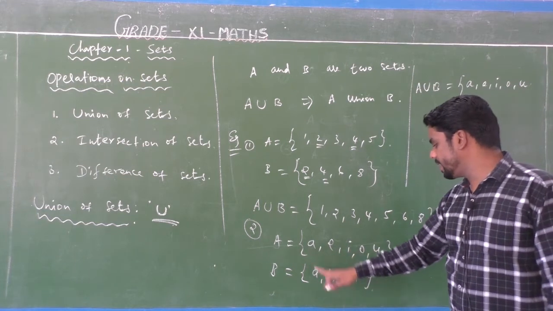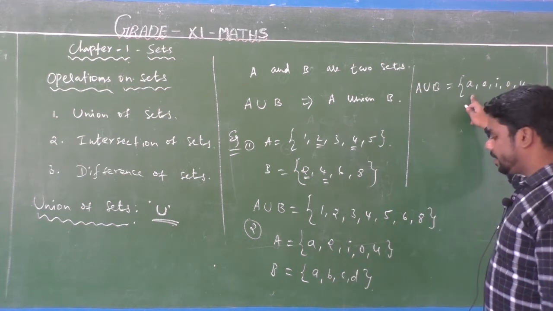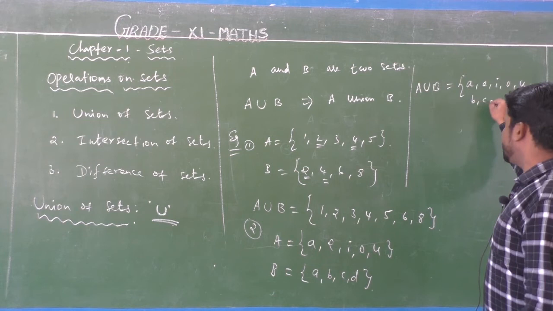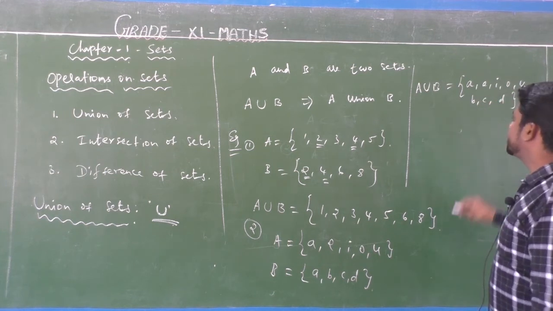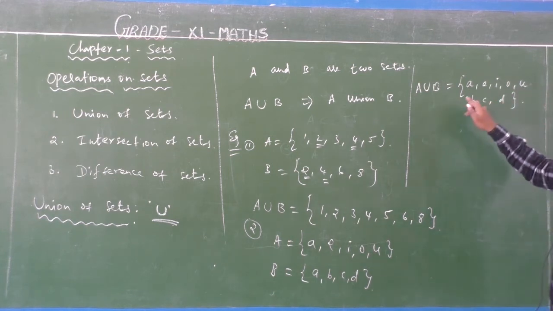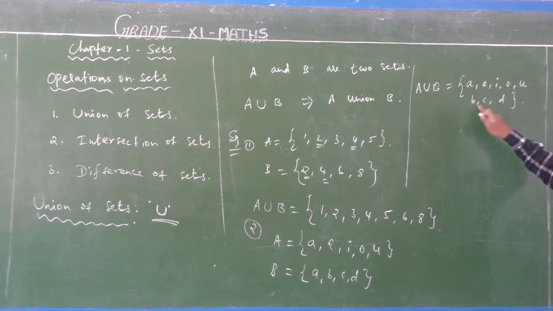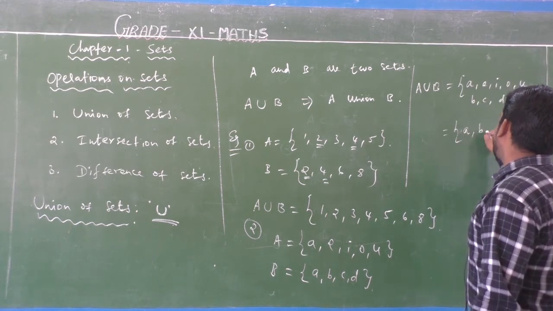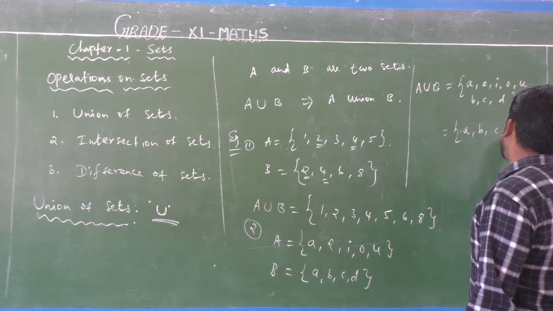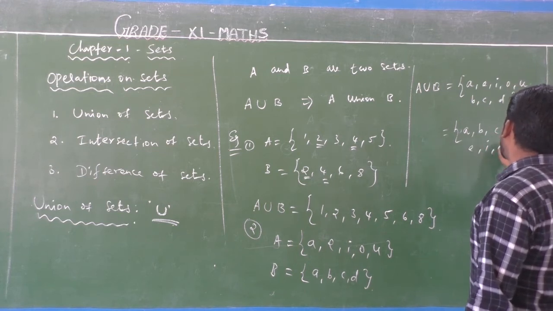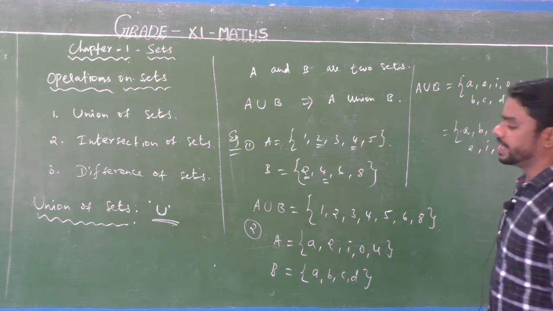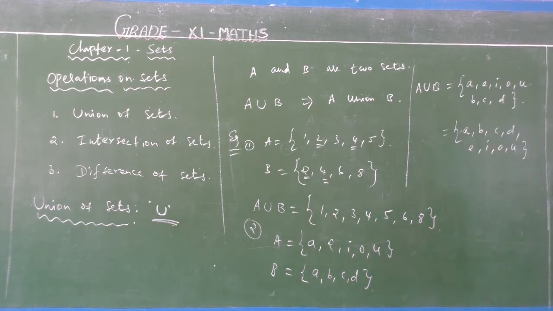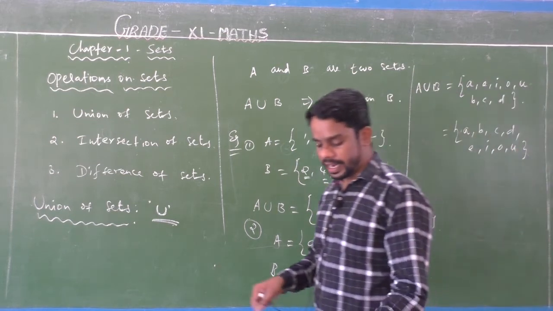Here A is a common element, so the remaining elements are B, C, D. So this is A union B. A union B is equal to A, E, I, O, U, B, C, D. Therefore, in order, A union B is equal to A, B, C, D, E, I, O, U. Very simple and important concept. Okay? Right. Next.